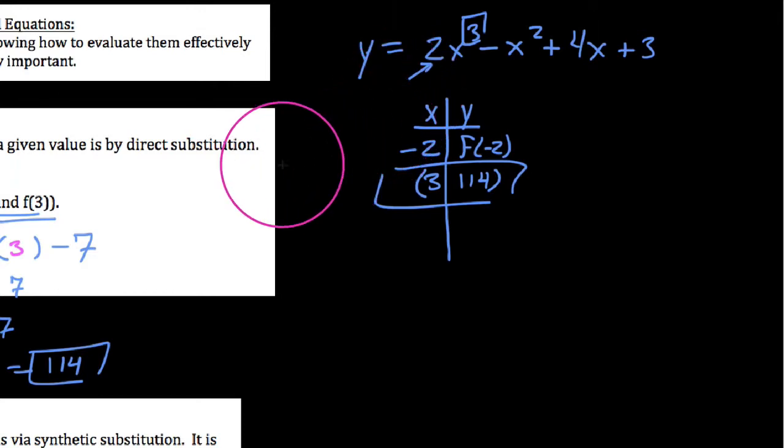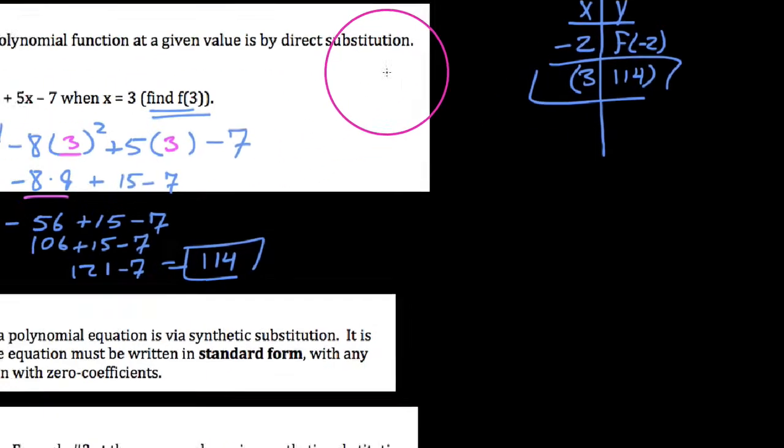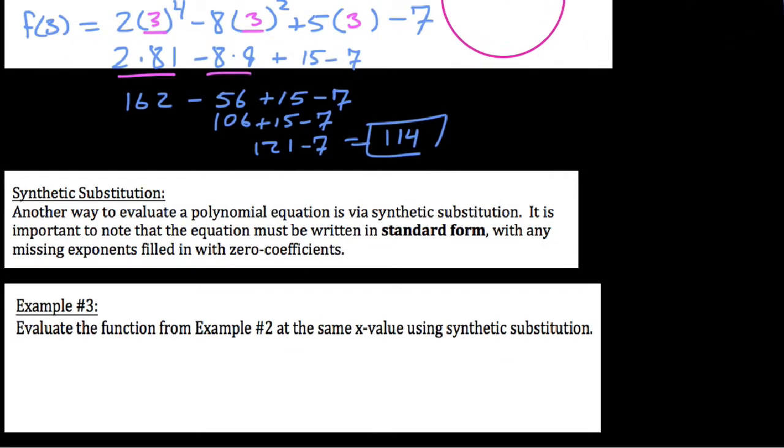Okay, so what I'm going to share with you is another way to evaluate polynomial functions. Instead of just plugging in that x value wherever you see an x, we could use what we call synthetic substitution. And I notice right here I say another way to evaluate a polynomial equation is by synthetic substitution. It's important to note that the equation must be written in standard form. So the important thing here is you have to write it in standard form first, with any missing exponents filled in with 0 coefficients.